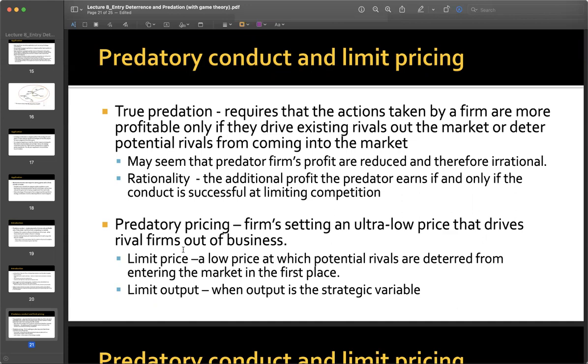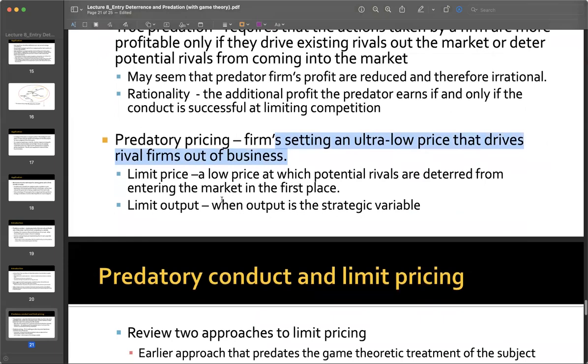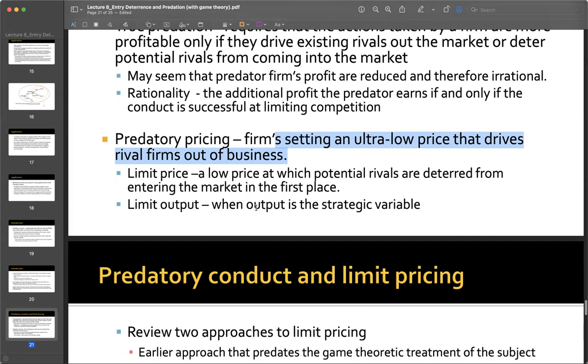Predatory pricing is an example of predatory conduct. This is one of the actions that a firm can take to convince a firm not to enter. Here we define it as a firm setting an ultra low price that drives rival firms out of business. So you limit the price, a low price at which potential rivals are deterred from entering the market in the first place, or you limit output when output is a strategic variable.